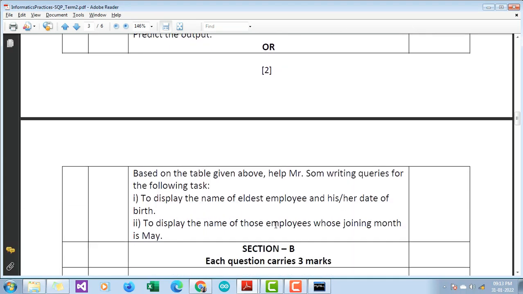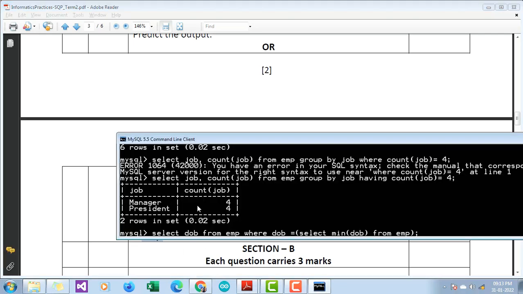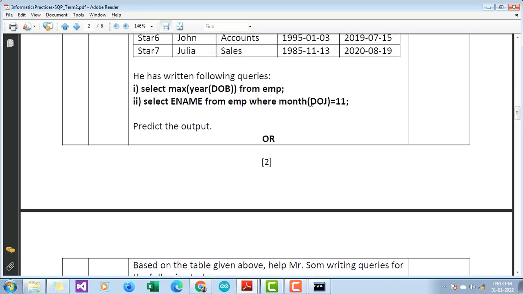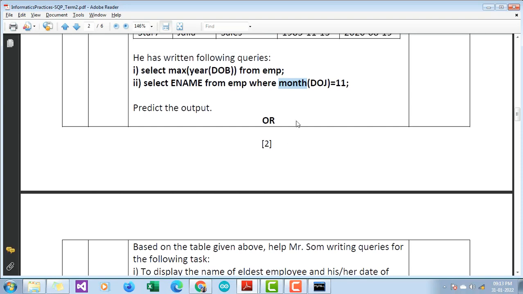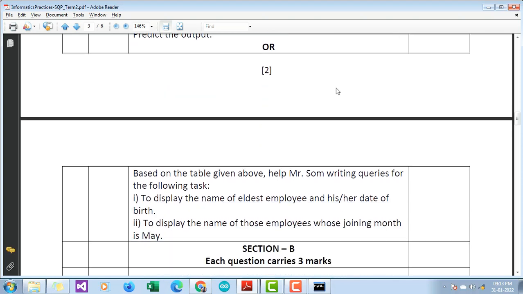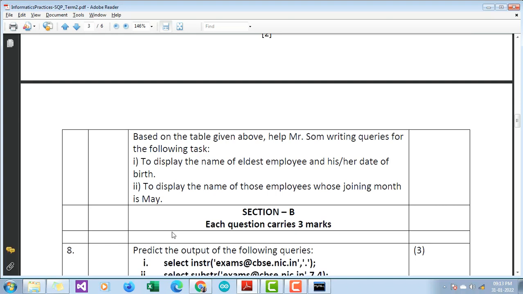The next part is to display the name of those employees whose joining month is May. How are you going to do it? You can extract the month, and the month is equal to May. If you count April, May, that is 5. So month(DOJ) is equal to 5. The same query will be there. You just have to write 5 here in place of 11, and your query will be solved.